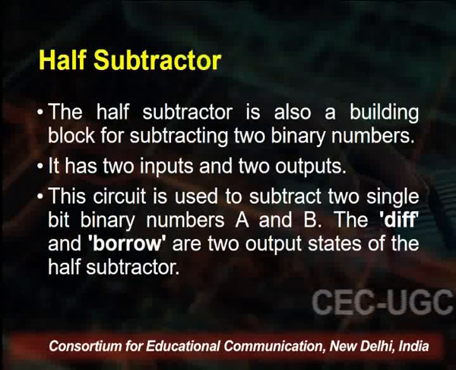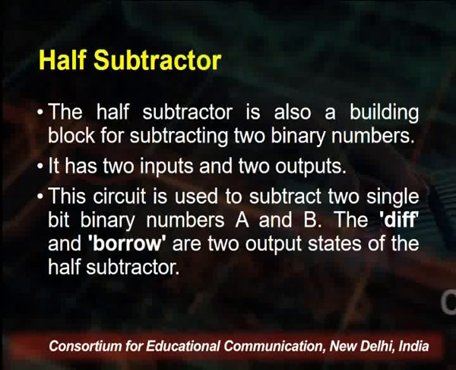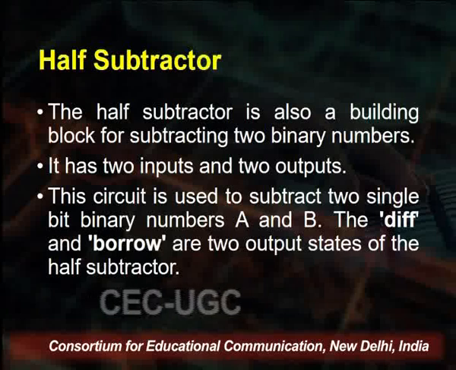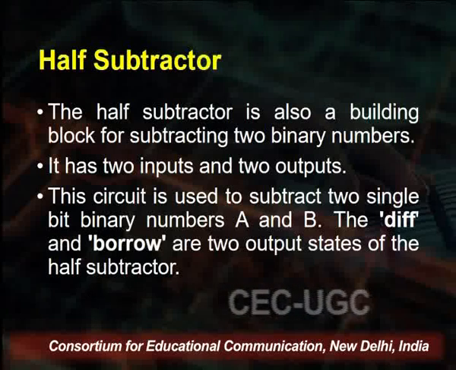Similar to the half adder, we will have a very simple input. You will have only 2 inputs and the output would be similar to that. One would be a difference and the other would be a borrow. In case of a half adder, we had a sum and a carry. In case of a half subtractor, we will have a difference and a borrow. So the circuit that is used to subtract 2 single bit binary numbers A and B, the difference and borrow are the 2 output states of the half subtractor.